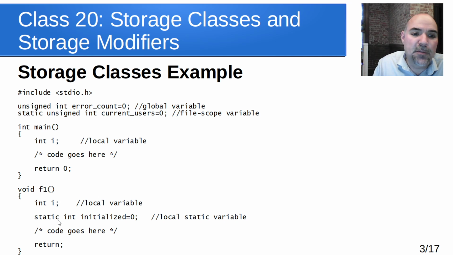Here's some example code, and notice it's not really a complete working thing. It is syntactically correct, but I have a comment where code goes here, so we're not really doing anything with the variables. But let's go through the different storage classes in here one at a time.